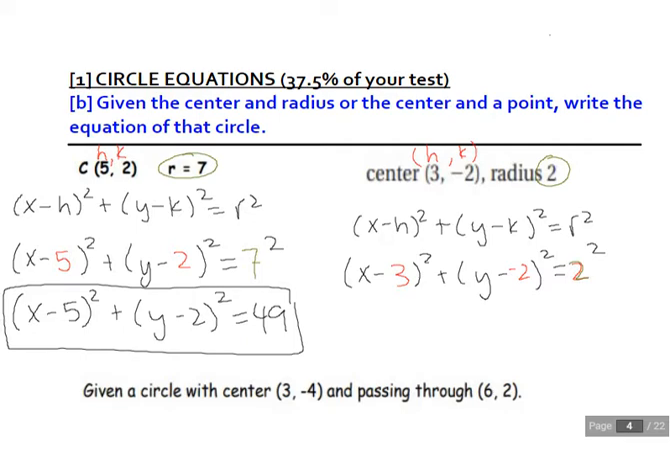All right, so cleanup step, we have (x minus 3) squared plus (y plus 2) squared, and that's going to equal 4.